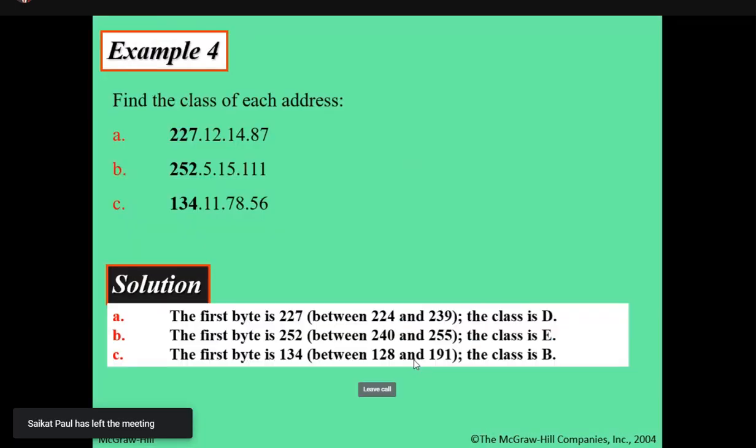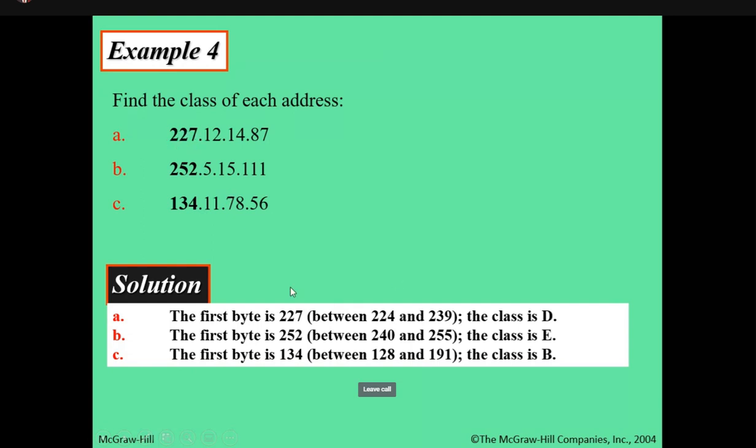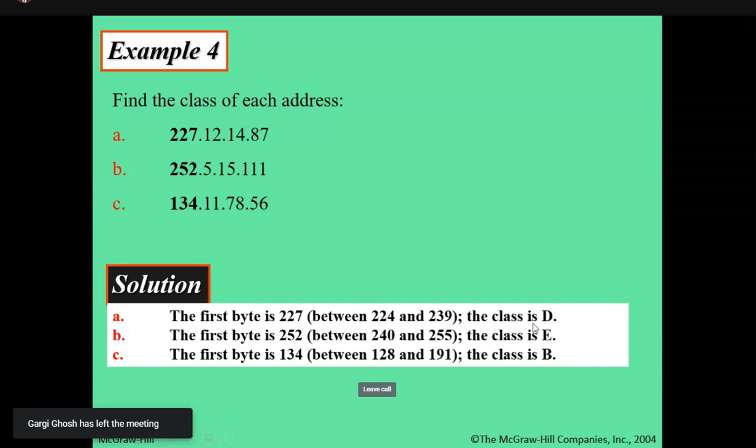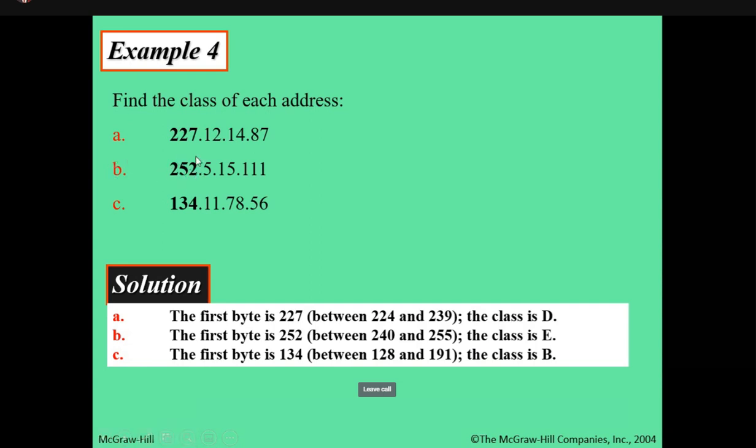So by seeing this decimal notation, we can also classify the addresses. Here for A, the address is 227. So the first byte is 227, so it is between 224 to 239. So here is the class D address. For B, the first 8 bits or first decimal notation is 252. As it is between 240 to 255, the class is E. And for C, it is 134. So here it is between 128 to 191, so it is class B.